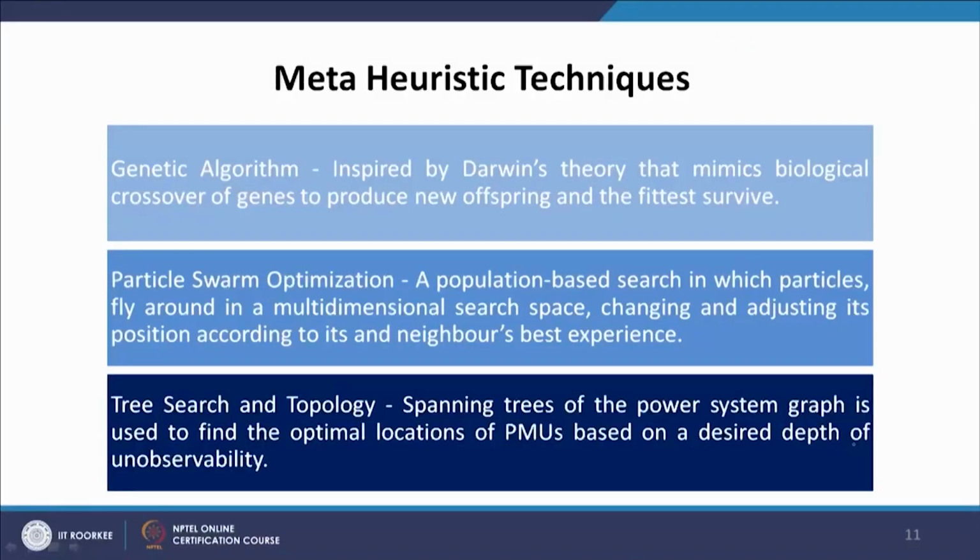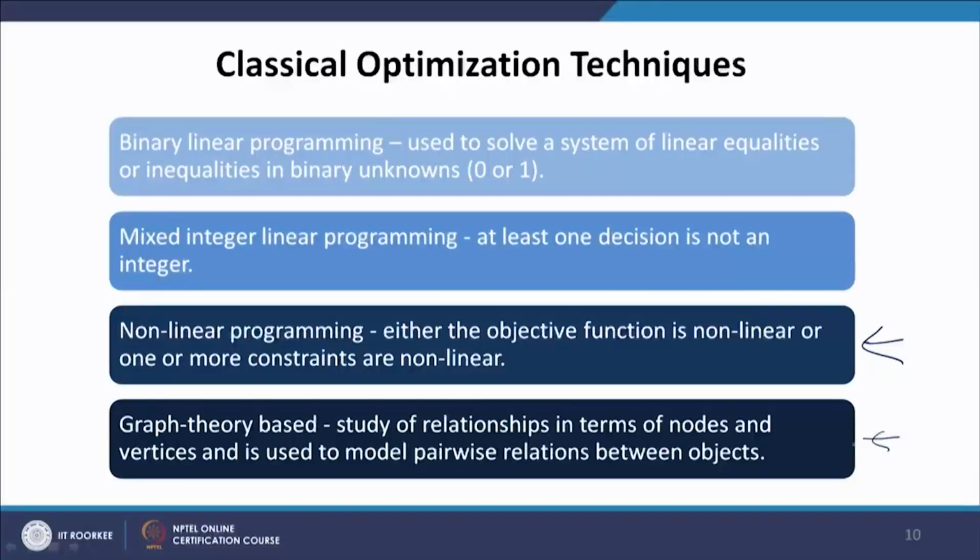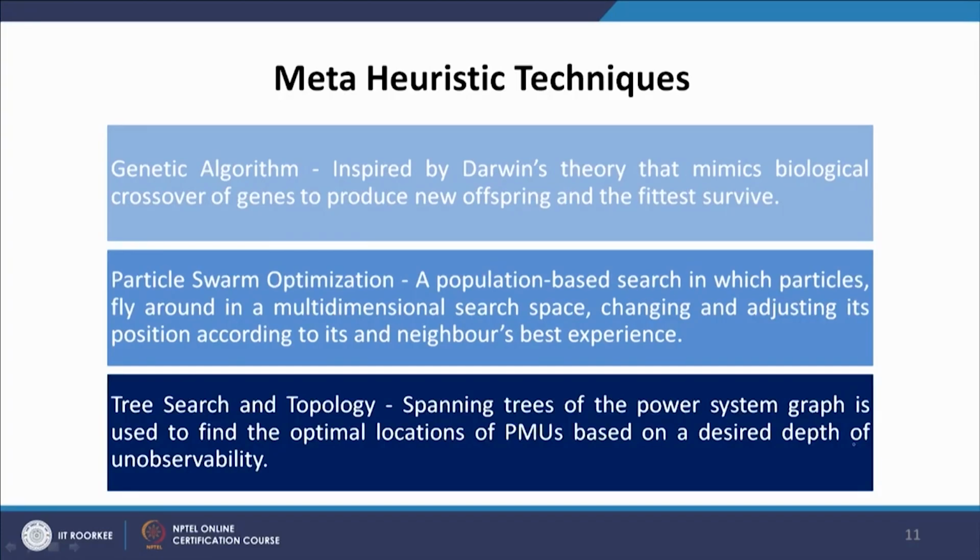Particle swarm optimization, PSO, is a very popular search method in which particles fly around in a multidimensional search space, adjusting their positions according to their own and their neighbors' best experiences. So, those algorithms are also popular in identifying PMU locations. My preference will always be classical optimization techniques, but being a researcher or a learner, you can also experiment with those techniques for identifying PMU locations in a large distribution or transmission network.